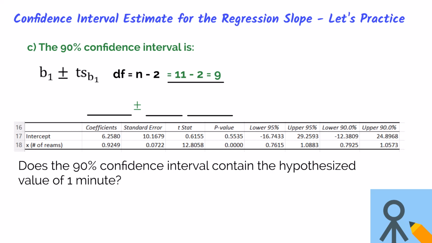Next, let's review the regression output and find the slope coefficient, or beta sub 1. We see here it is 0.9249. We go ahead and plug that into the equation. Now we'll use Excel to calculate the t-critical value.